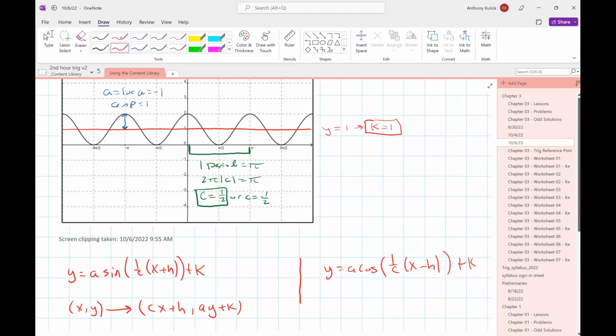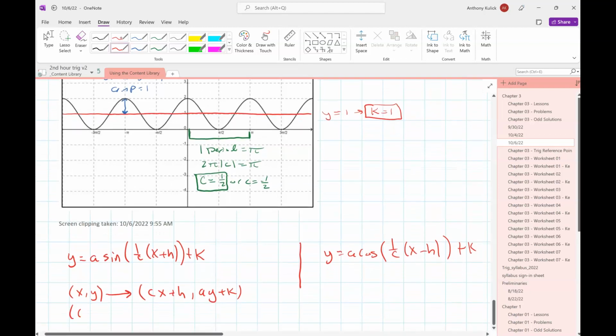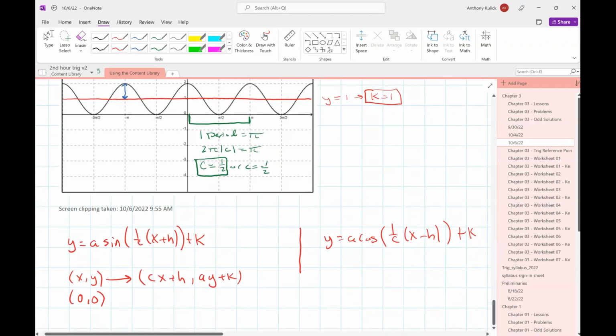If I'm using sine, I want to use the midline point 0, 0. Remember, that's a midline point that's followed by a maximum. So I need to pick some other midline point from this graph. It doesn't matter which one of those I pick. There's a lot of choices. Let's say we pick this one right here. Everybody's okay with that? It's all kind of arbitrary.